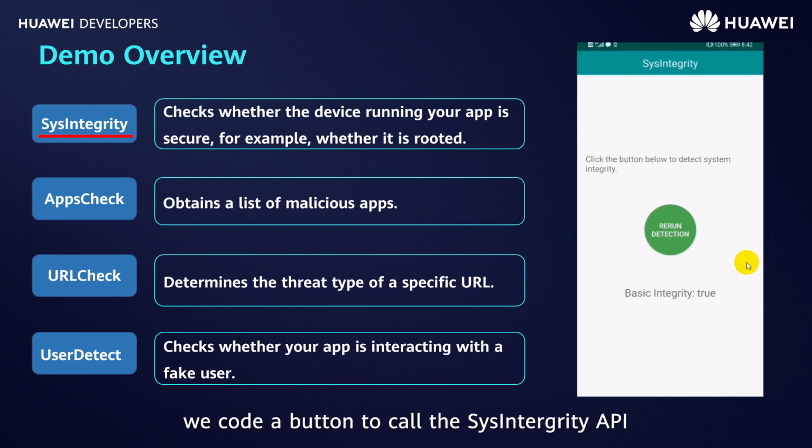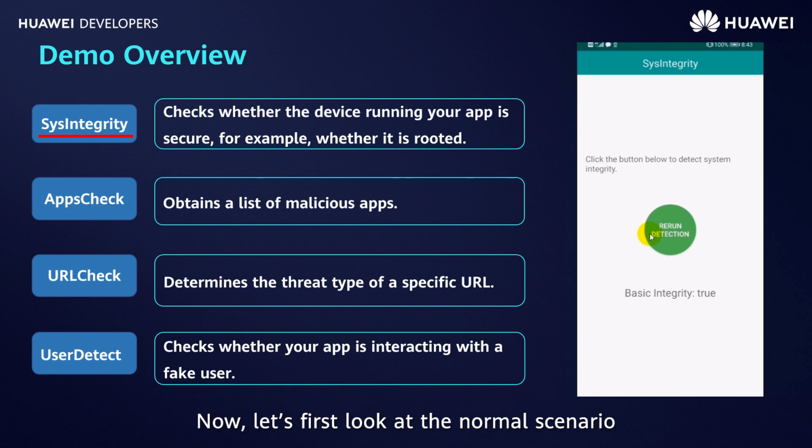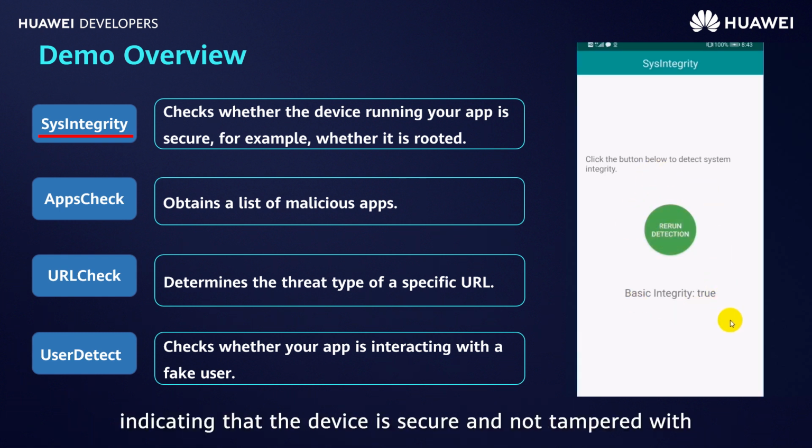In the demo, we code a button to call the SysIntegrity API. After you click this button, the System Integrity Check result will be called. After the API call, the entire System Integrity Check result will be returned and displayed. Now, let's first look at the normal scenario. In the normal scenario, the device is not rooted. Click the button. The result true is returned, indicating that the device is secure and not tampered with.